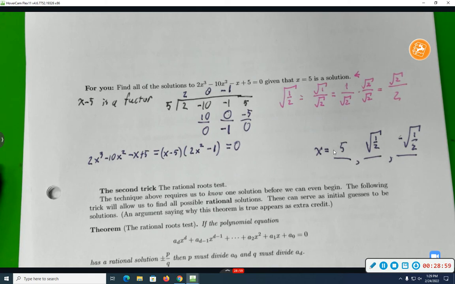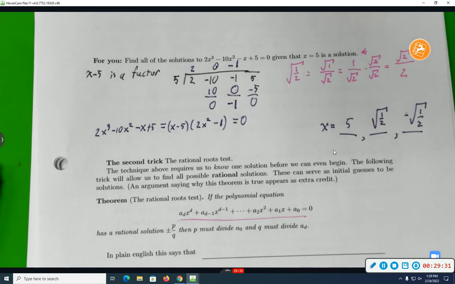So this is where our second trick is going to come in. It's not going to tell us any definite solutions to a polynomial equation, but it'll give us guesses. It'll give us a complete list of all of the candidates to be solutions to a polynomial equation in the rational numbers. So here's what the rational roots test says. The rational roots test says that this polynomial equation, so there it is, there are some coefficients next to powers of x.